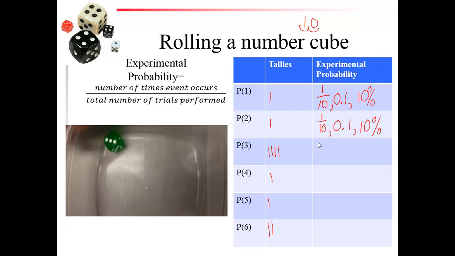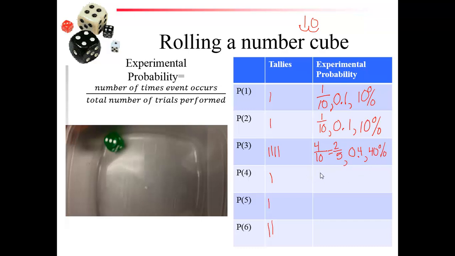Probability of getting a 3. We had 4 times that we got a 3 out of 10 trials, so 4/10. Some people will simplify that to 2/5. Okay, as a decimal, 0.4. And as a percent, again, we move that decimal twice, it's going to be 40%.